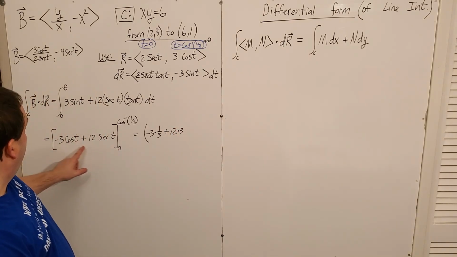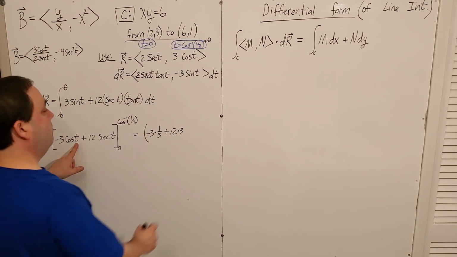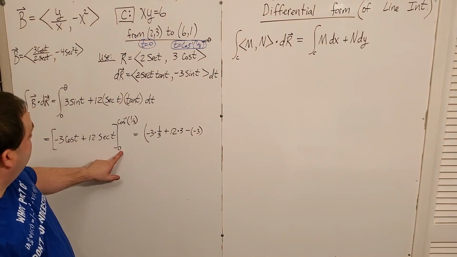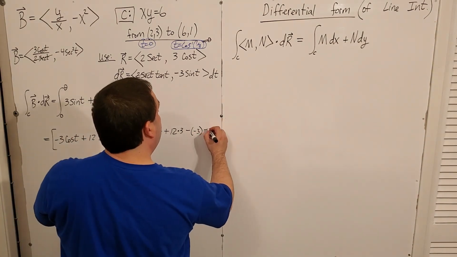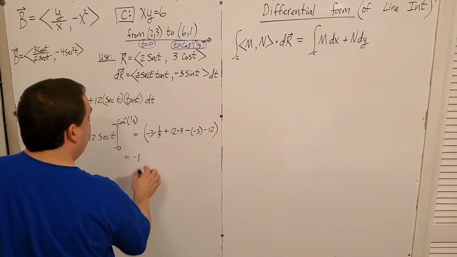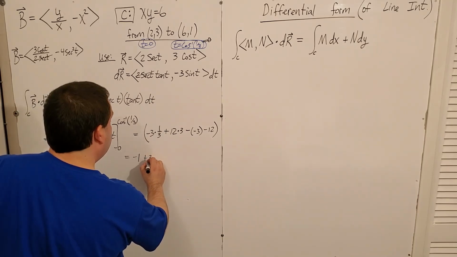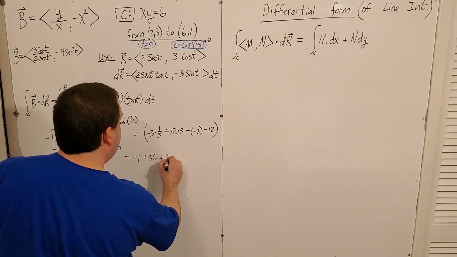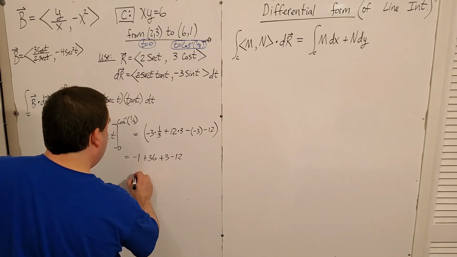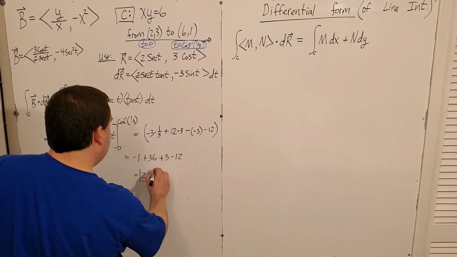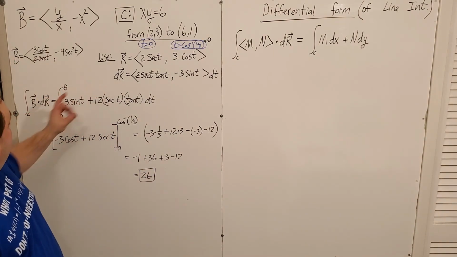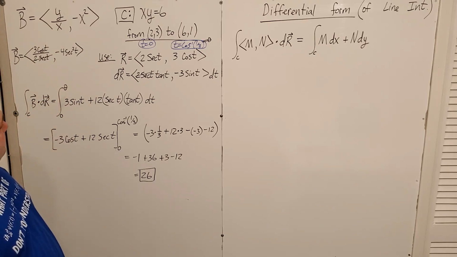Okay, now plug in 0, right? Cosine of 0 is 1, so that's minus -3. And secant of 0 is also 1, so that's minus 12. Okay, so what have we got? We got -1 plus 36 plus 3 minus 12. That's 39 minus 13, which is 26. All right, so just like before, we just did b dot dr over the curve.